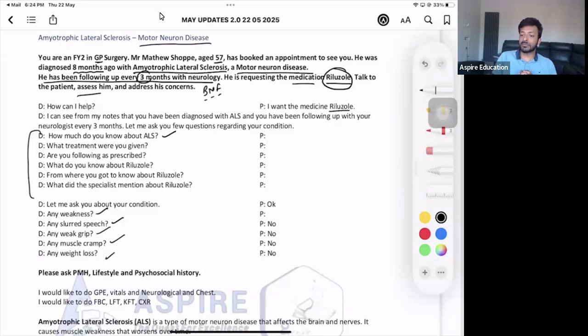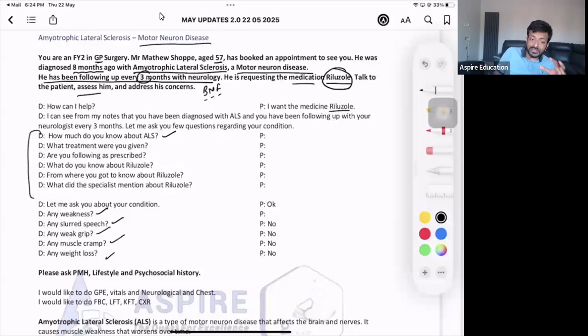Can we read the card while taking the history? Yes, the task you'll be having outside the cubicle, and when you enter into the cubicle, you'll have the same paper in the cubicle as well. Can I see the task again? Can I see this card again? Of course, yes, no problem at all.